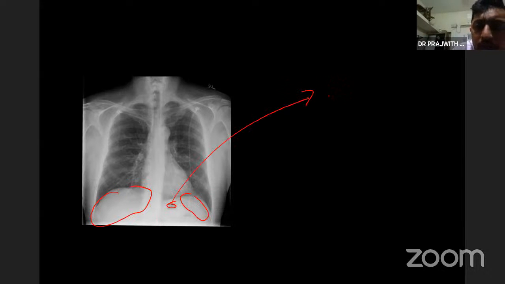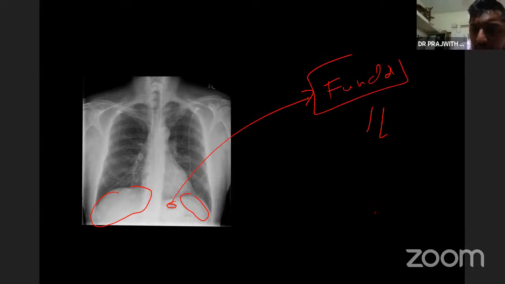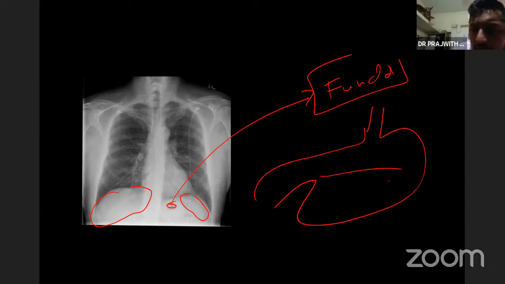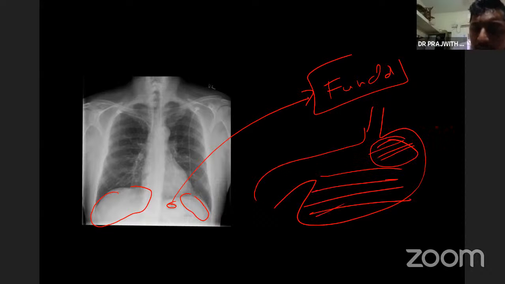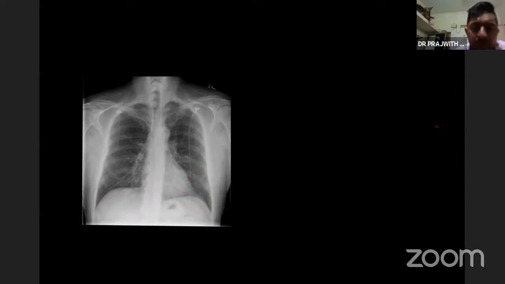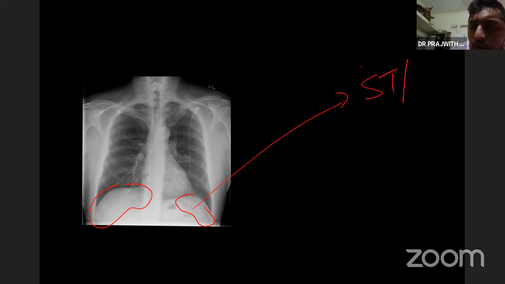I told you why there is a fundal gas shadow: in an erect film, if you see your stomach, the debris and the fluid will be settling down, and the gas will be settling at the fundus. So this is why I see the fundal gas shadow. Now, why do I see the spleen so bright? Why do I see the liver so bright? Because these are soft tissue structures which will not allow the X-rays to pass through them.